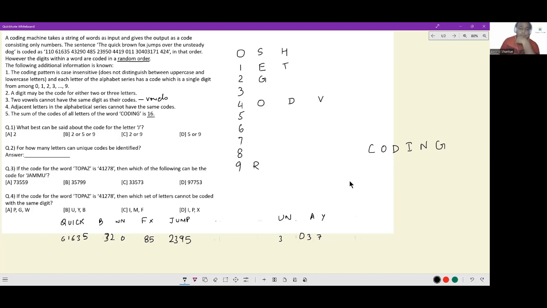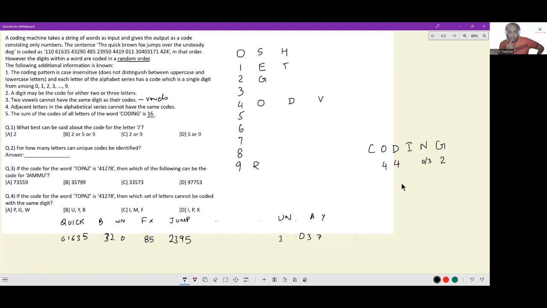Right now, for O, I know it is 4. For D, I know it is 4. For N, I know it is 0 or 3. For G, I know it is 2. These letters are already known.